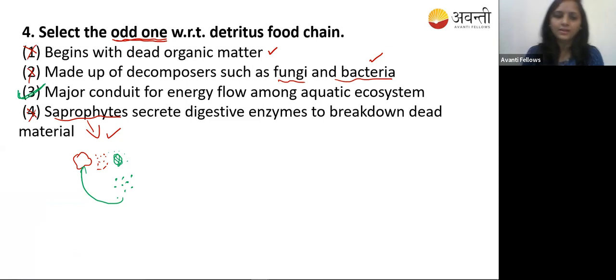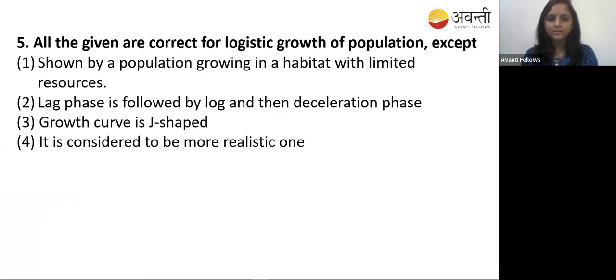Okay, fine. So let us go to the next question. All of the given are correct for the logistic growth of the population except... So here also you have to remove the odd one out. Okay guys, it is very easy to remove the odd one, right? So see here, in option 1 they are telling that it is shown by the population.